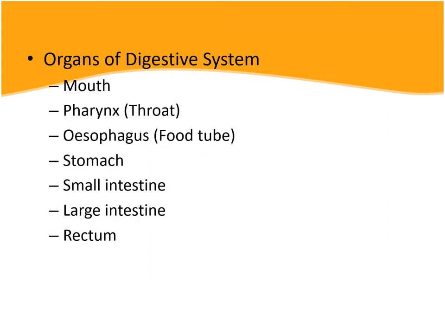Now, to carry out all these functions, there are various organs, various parts of the digestive system. In sequence, the digestive system starts from the mouth, then the throat, which is a common passage for the air to go into the trachea or the wind tube, and the food to enter into the esophagus or the food tube. From the throat, the next part is the esophagus, in simple language the food tube. Then the most important part, the stomach, which continues further as the small intestine, then the large intestine, and the last part is the rectum.